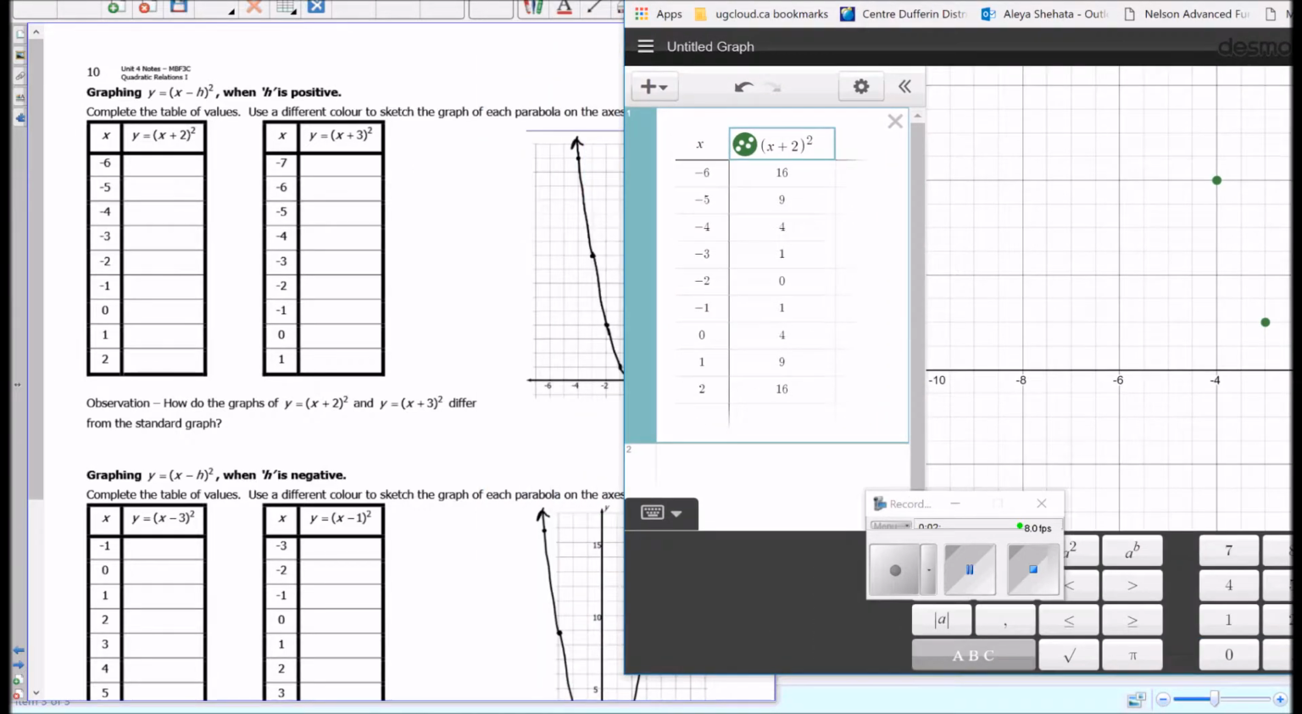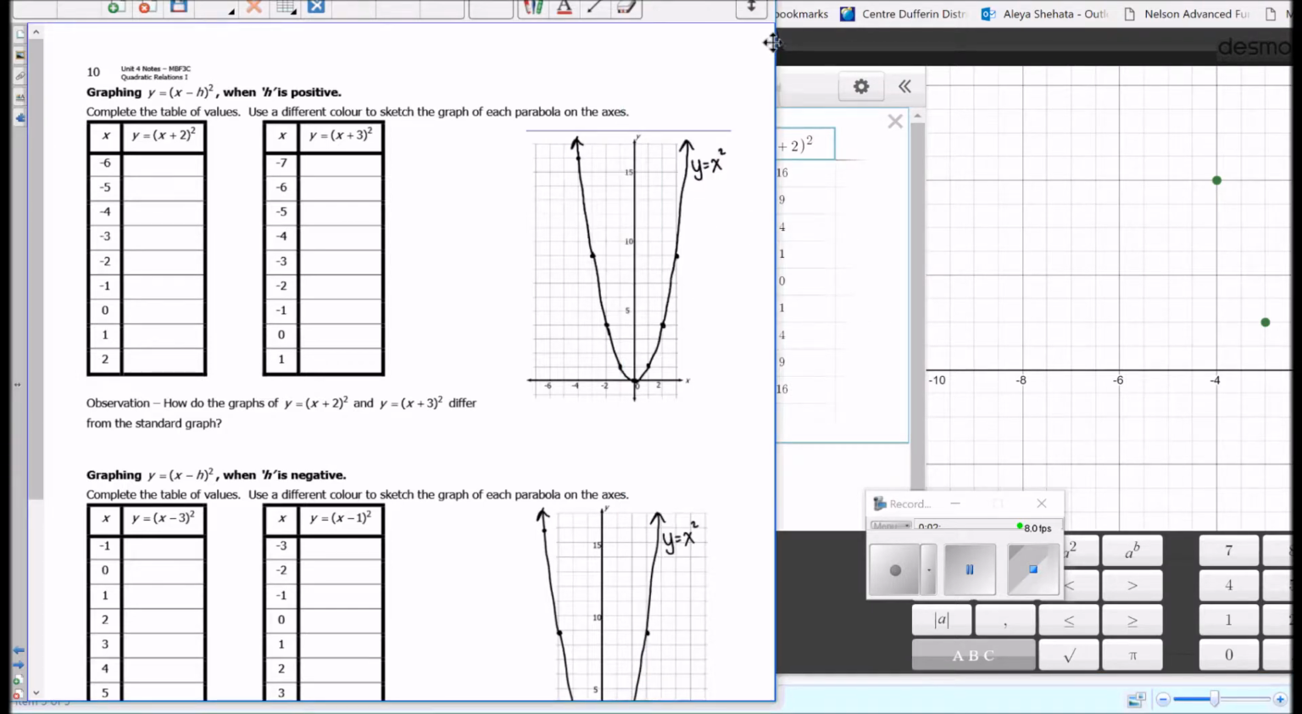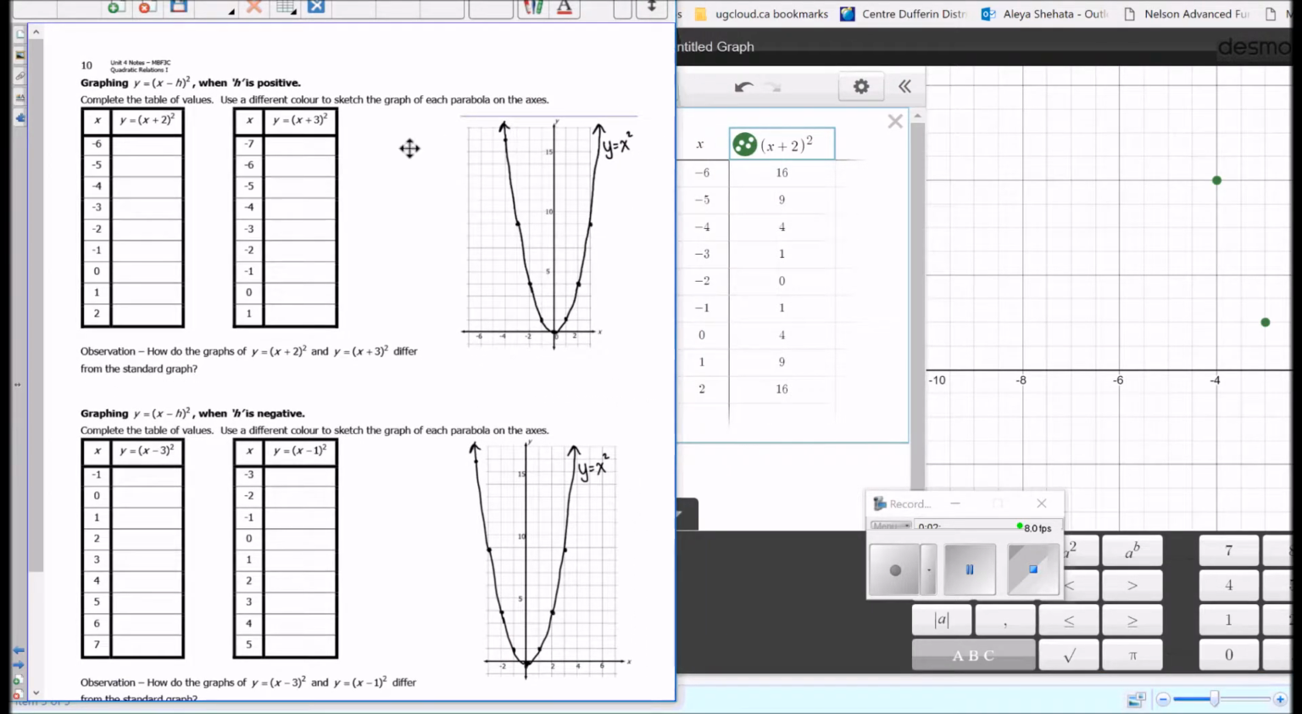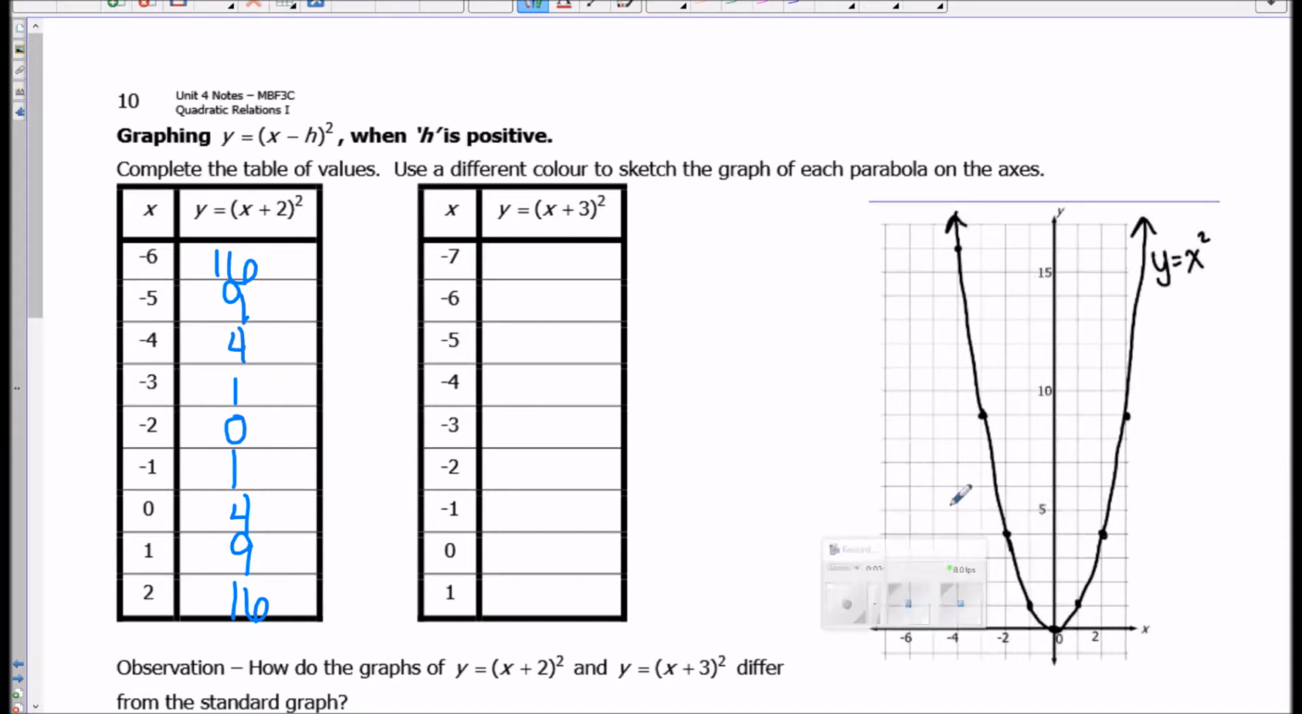And then we're going to write down what our coordinates are. So our first coordinate that we have here is -6, 16. So I'd like for you to please fill in -6, 16. And then our next coordinate is -5, 9. Then we have -4, 4. Then we have -3, 1, -2, 0. And then just keep going, fill in the rest of your values. And this is what our table of values is going to look like.